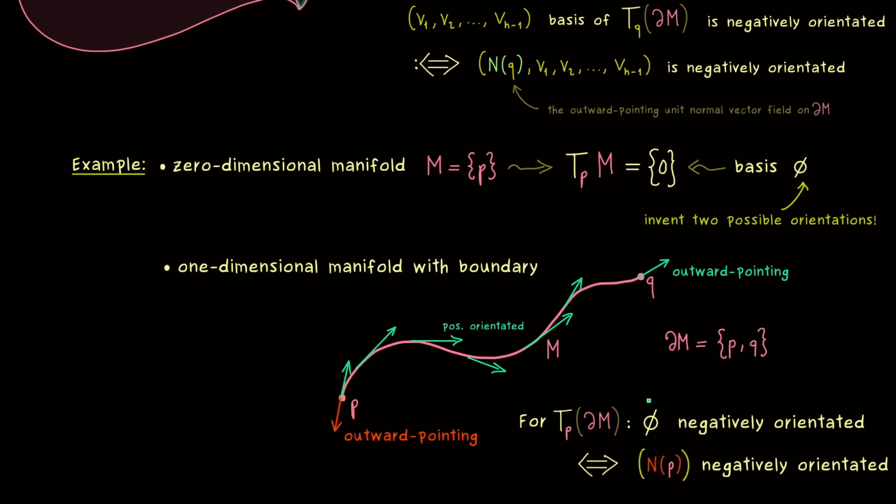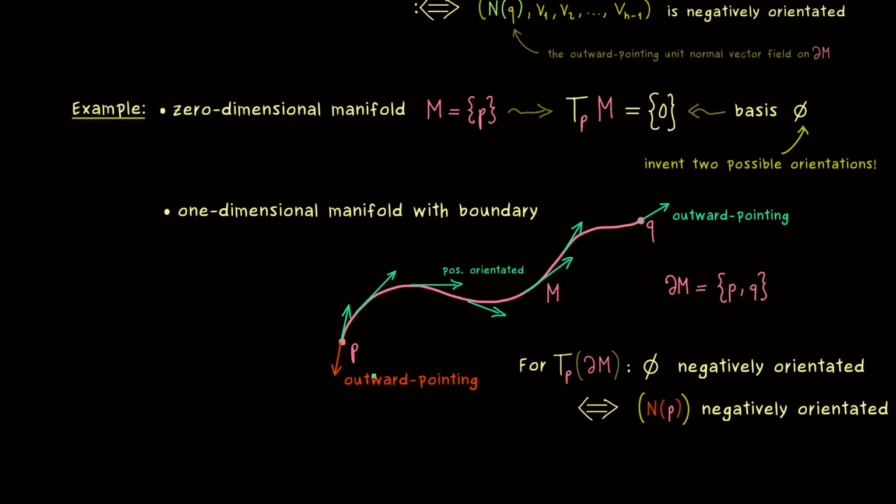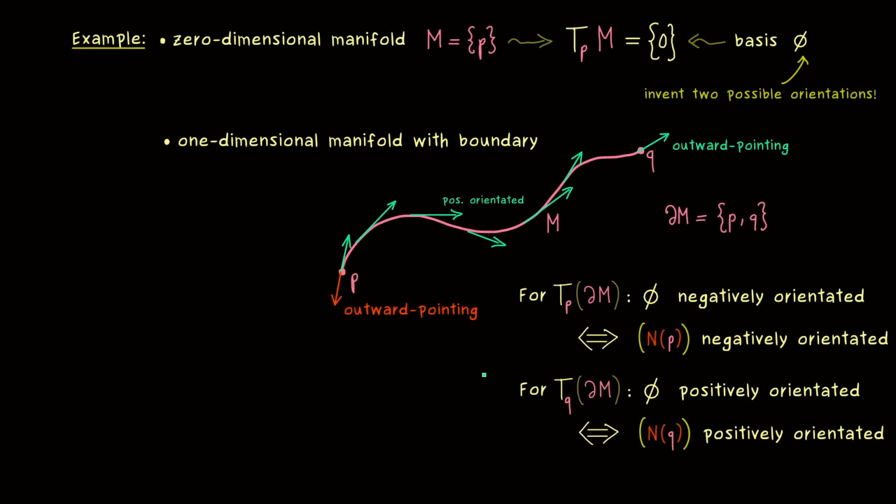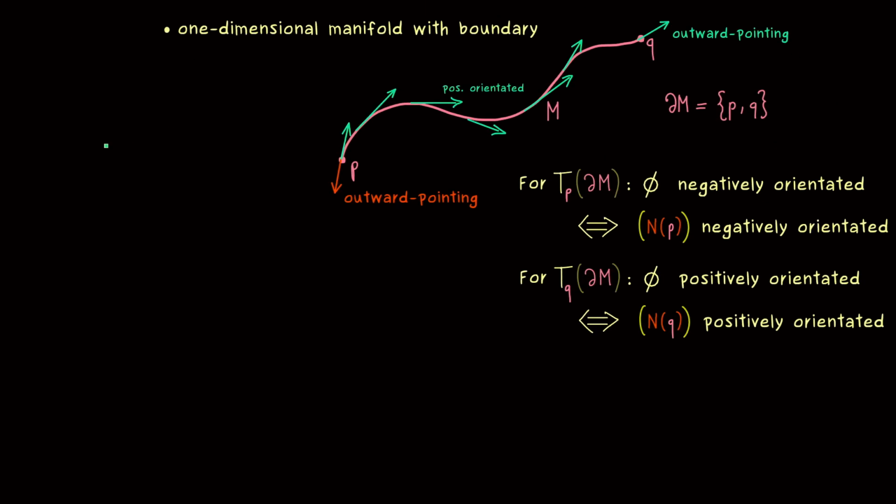So you see, this is simply the definition extended to the zero-dimensional case as well. And then the result is that we have the negative orientation at our point P. However, then on the point Q it changes because there our outward pointing normal vector is positively orientated. And there we have it. Now you know how we can extend the notion of orientations to the manifolds of zero dimension as well.